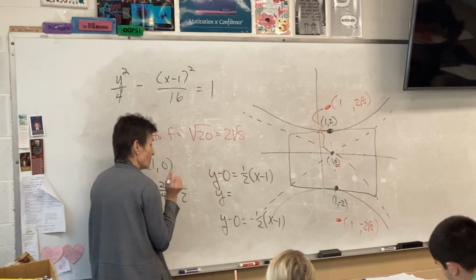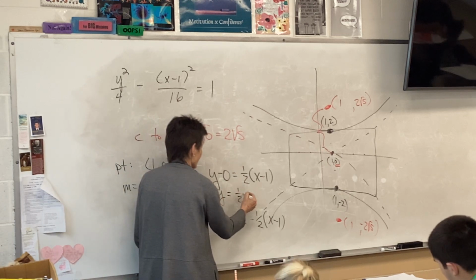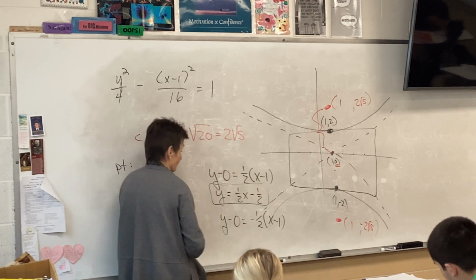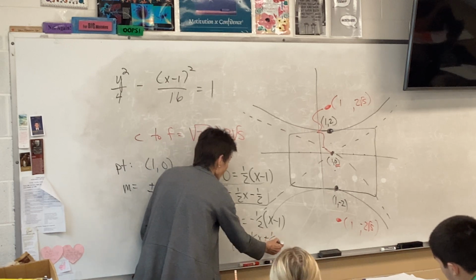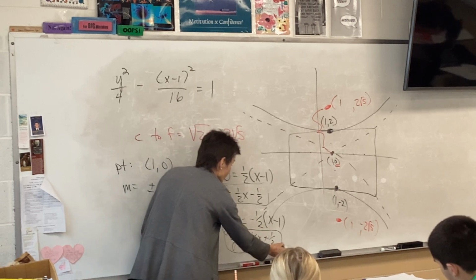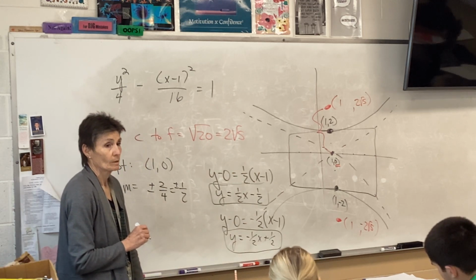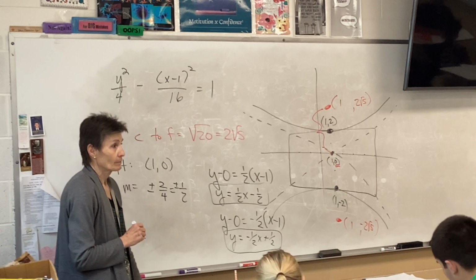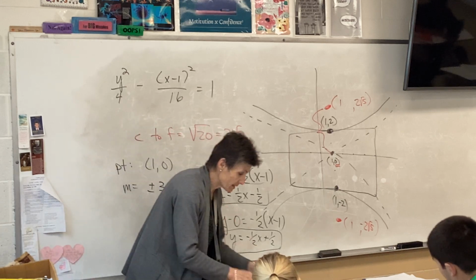Well, anytime we have zeros, we're happy. So won't this one just be 1/2 x minus 1/2? And this one is negative 1/2 x plus 1/2? Done. Okay. All right, let's look at the next one.